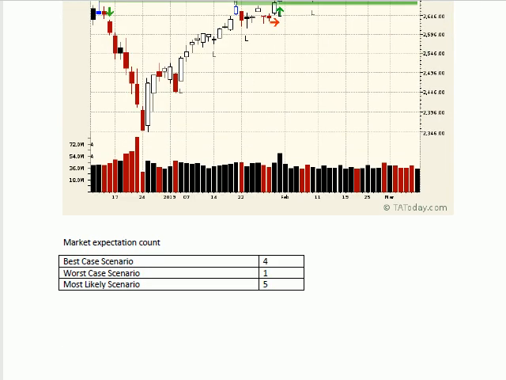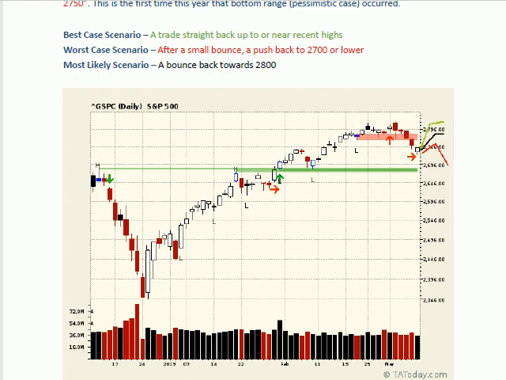Now, last week, notice we got one worst case scenario. It happened last week. It's the first time this year. What do we think is going to happen this week? I think best case you can get back up to the highs, maybe slightly higher. Or the more likely case, we bounce up into that 2,800 level or get close to it. Worst case, you get a little bounce and just take off, go back down to that target that we talked about before, around 2,700, a little bit lower. So that's the way it looks.